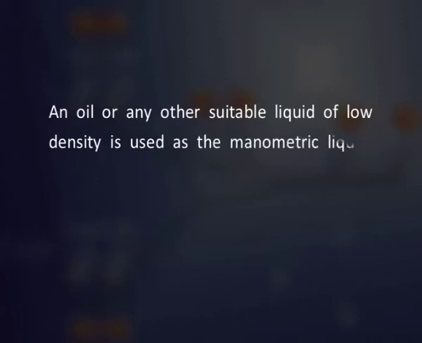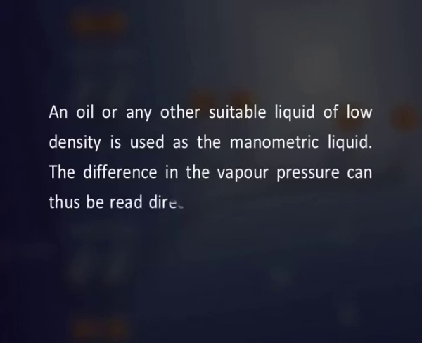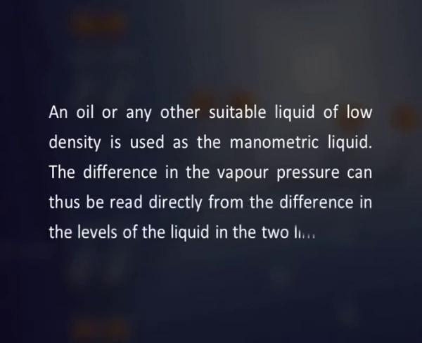An oil or any other suitable liquid of low density is used as the manometric liquid. The difference in the vapor pressure can thus be read directly from the difference in the levels of the liquid in the two limbs.